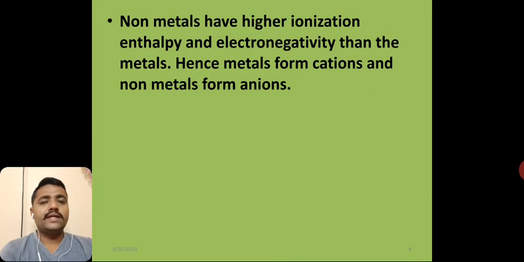We can take an example in the p block elements. How much energy is required for 1 electron to be removed is known as the first ionization enthalpy. And what is electronegativity? It means the capacity to accept electrons itself; you can calculate its electronegativity from that.